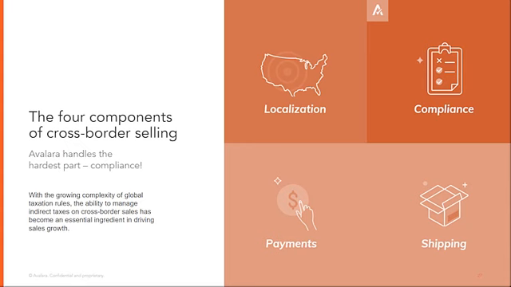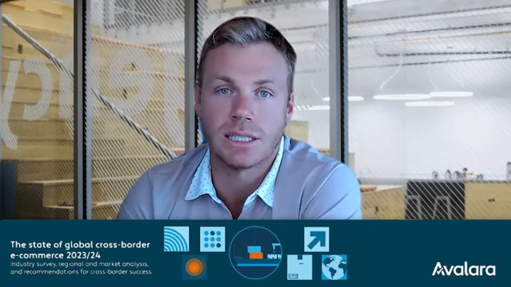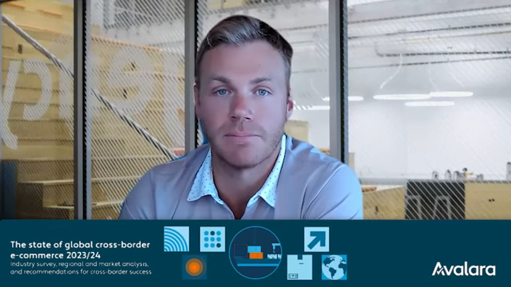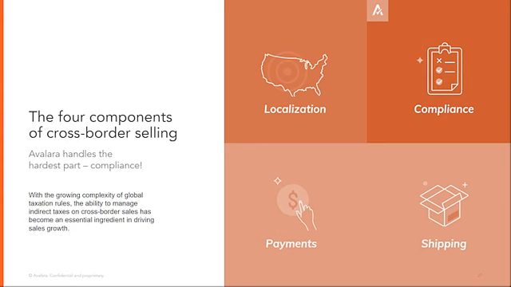Two is compliance. This is, as we've seen throughout the presentation, the hardest piece to crack. And this is really where Avalara specializes. So compliance is regulatory, duty and tax calculations, managing those HS codes and classifying your products. It is managing restrictions, de minimis thresholds, all of those nuances that Nicole and I have presented to you fit into that compliance bucket. Third is payments.